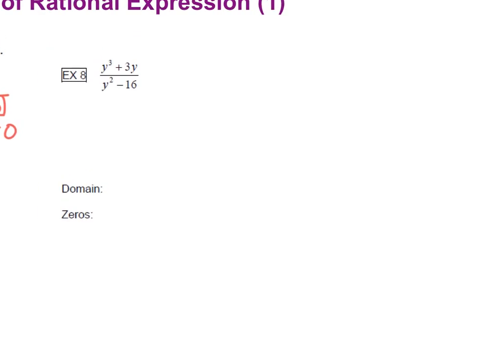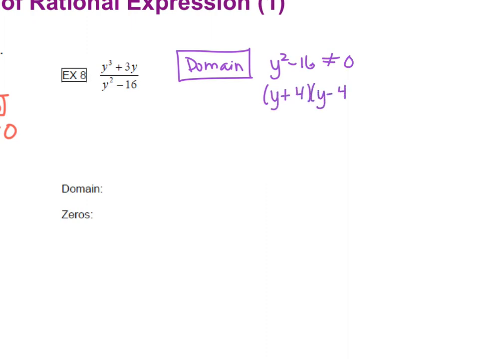So the domain, remember, has to do with the denominator. So we're going to say y squared minus 16, the denominator, cannot equal a 0. So now we're going to solve this, and if you remember, this is that difference of squares. This can factor into y plus 4 and y minus 4, and then does not equal 0.